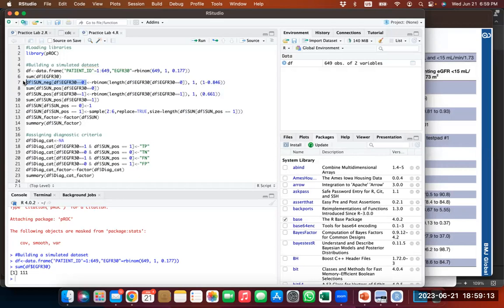Think of it that way. And let's actually do this with a table. So we have here disease, KD for kidney disease, positive and negative. Now we have here the test, that's SUN, positive and negative. So these are our true positives. These are our true negatives. These are our false positives, right? And these are our false negatives, correct.